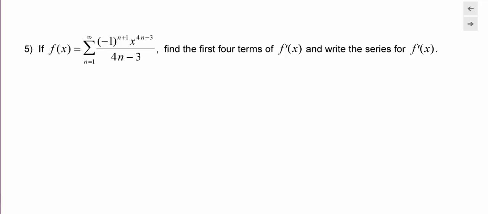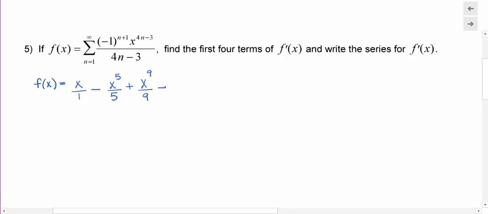Okay, great. Well, what I want to look at is, first of all, what are the first four or five terms for f? So let's just write out the first four or five terms for f. If n starts at 1, my first term is going to be positive, and this will be x to the first over 1. And then minus, because when n is 2, this is going to be negative. And when n is 2, this will be 8 minus 3, so x to the fifth over 5. And then when n is 3, this will be positive, and that will be 12 minus 3, so x to the ninth over 9. And then when n is 4, this will indeed be negative, 16 minus 3 is 13, x to the 13th over 13. I'll put plus dot dot dot in case I need to find another term.